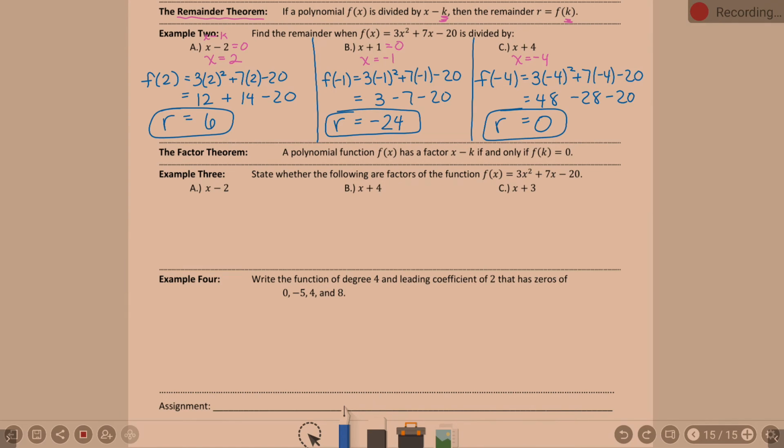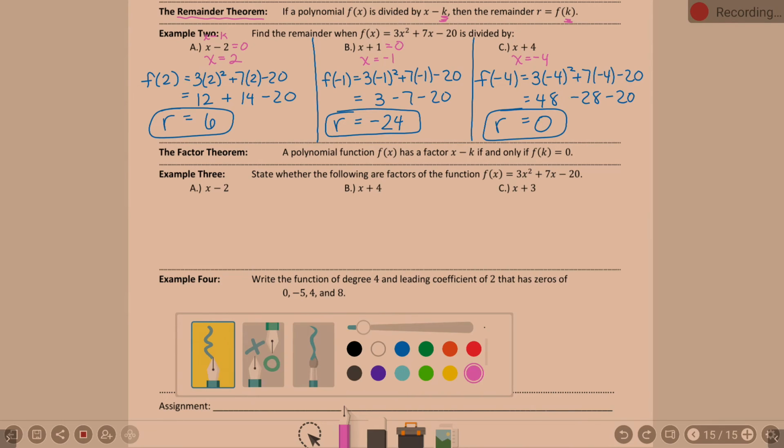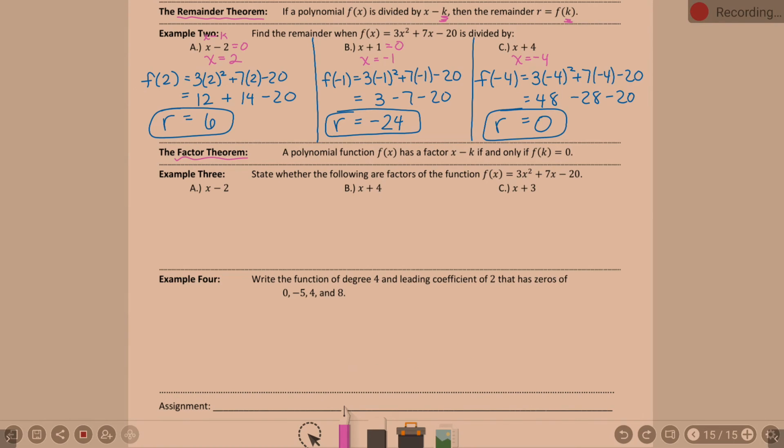No remainder. Okay? Now, that leads us to the next piece here. A remainder of 0 says that these divide nicely, right? They divide out evenly. No remainder means that they are factors of each other. And that takes us to the factor theorem. The factor theorem says a polynomial function f of x has a factor x minus k if and only if f of k equals 0.